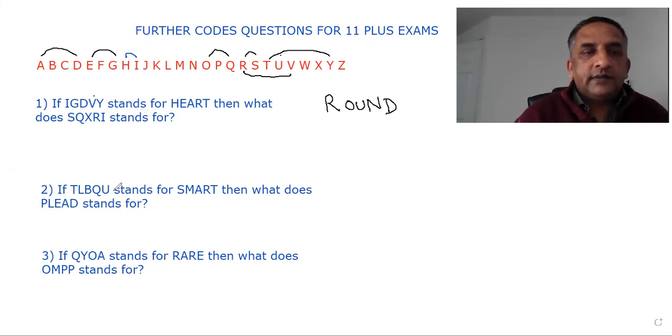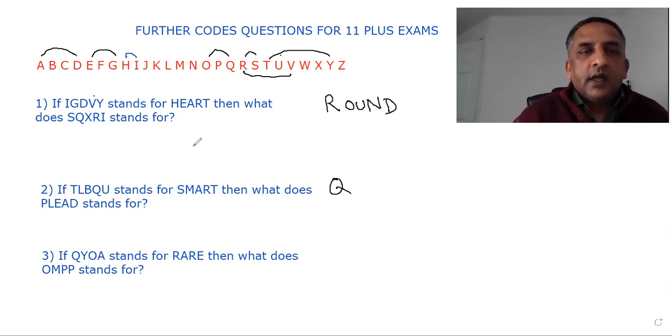So what we do, we will see, because plead is a proper word, so it means we'll go from smart to TLBQU. It means we'll go from S to T. We'll see how they went from S to T. S to T is only forward one space. So what we'll do, from P, we'll go forward one space is Q. So the first letter of the code which we will get is Q, right?